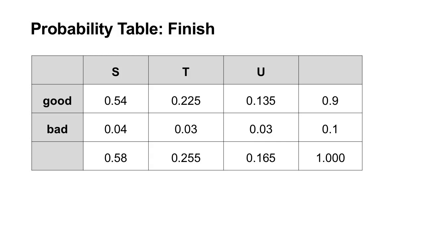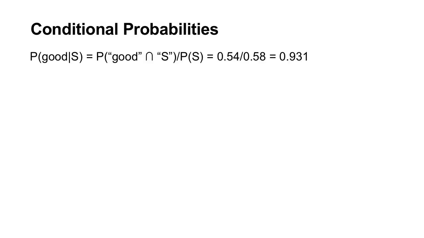Now we can calculate the probabilities we really care about. Here we go. Probability of good given S. Remember how we do this. We take the probability from the interior, in our case 0.54, the joint probability, and divide by the marginal probability of supplier S, 0.58. And what do we learn? 93.1% of the parts that come from supplier S are good. Or more formally in the language of probability, probability of good given S is 93.1%.